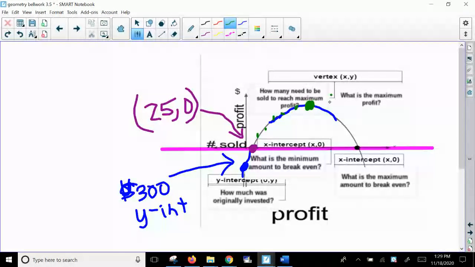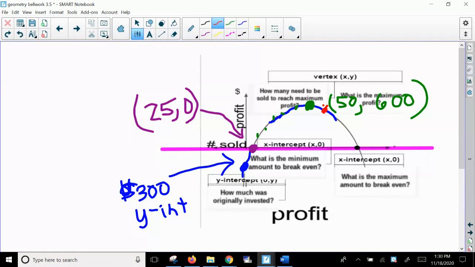So let's say after selling 50 cakes, I made $600. So that's the maximum amount of money that I could make after selling 50 cakes. Now notice that the curve went up, but now it's coming back down. Why is the curve coming back down? Well, after I sell 50 cakes, I have run out of cakes.